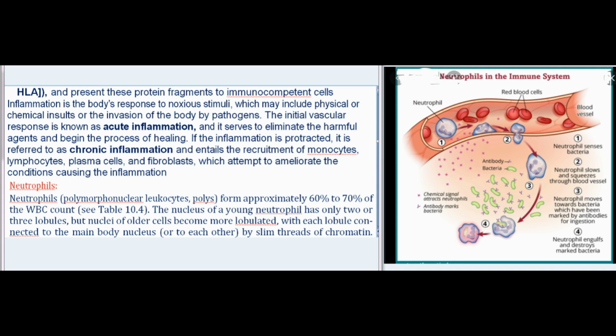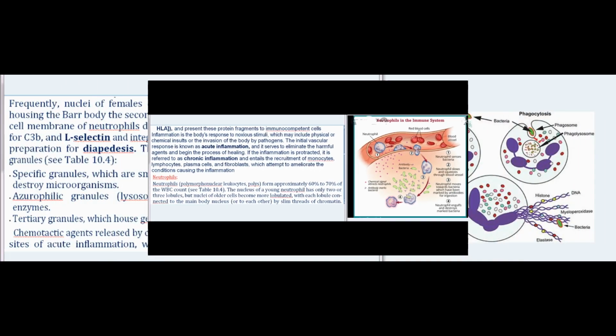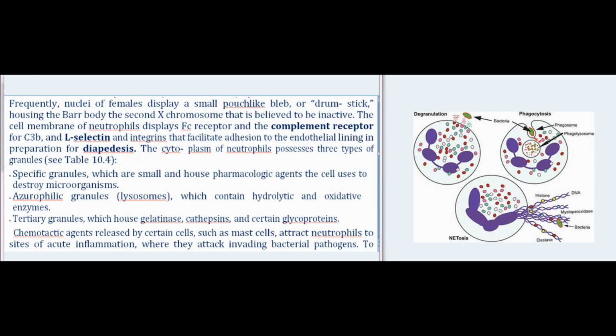Neutrophils, polymorphonuclear leukocytes, polys, form approximately 60% to 70% of the WBC count, see Table 10.4. The nucleus of a young neutrophil has only 2 or 3 lobules, but nuclei of older cells become more lobulated, with each lobule connected to the main body of the nucleus, or to each other, by slim threads of chromatin. Frequently, nuclei of females display a small pouch-like bleb, or drumstick, housing the bar body, the second X chromosome that is believed to be inactive.